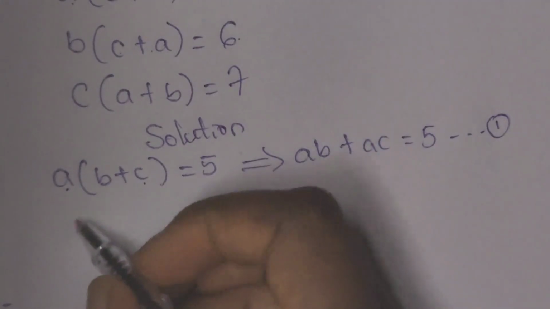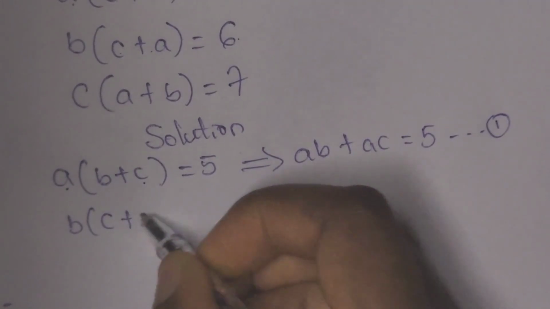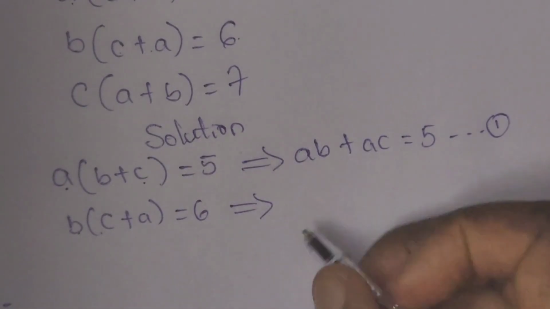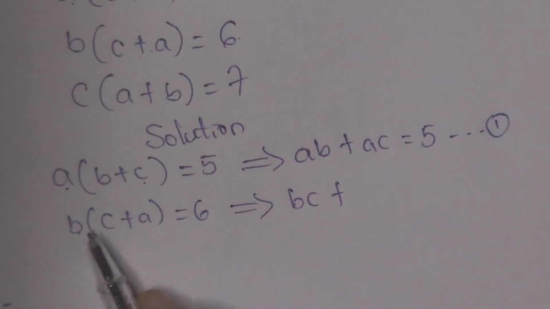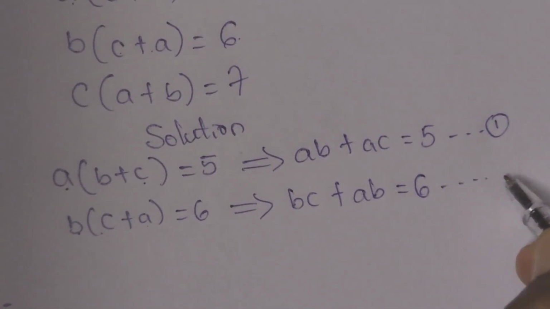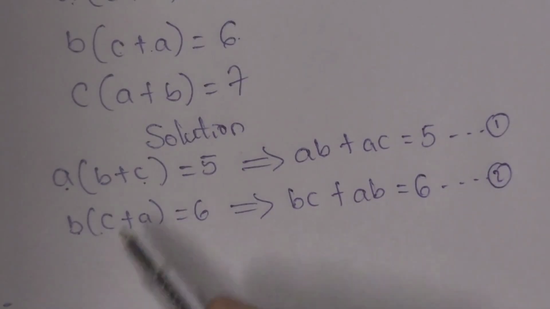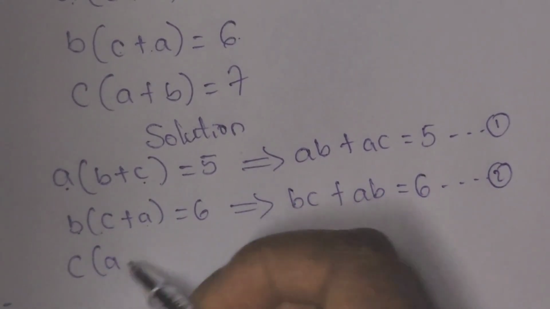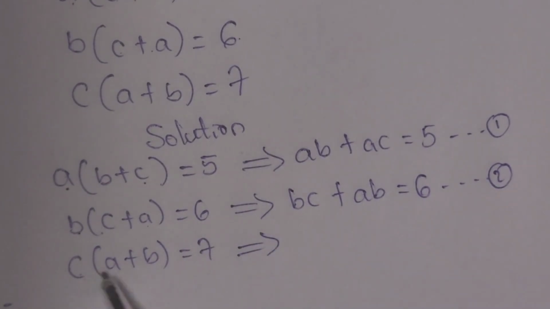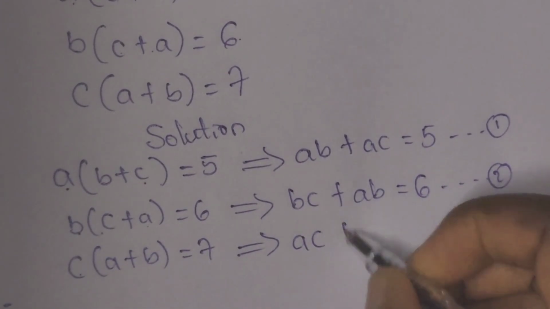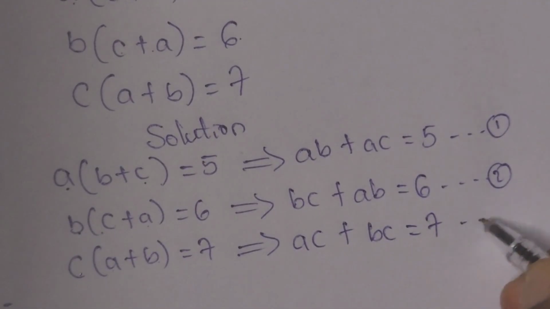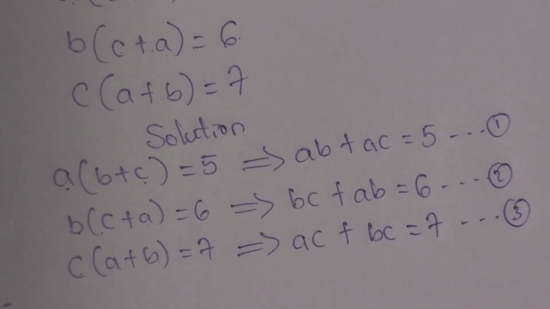For the second one, we have b times (c plus a) equal to 6. This implies that bc plus ba, which is ab, is equal to 6. So we'll name this equation 2. And the last one, we have c times (a plus b) equal to 7, which implies that ca, which is ac, plus cb, which is bc, is equal to 7. So this is our equation 3.